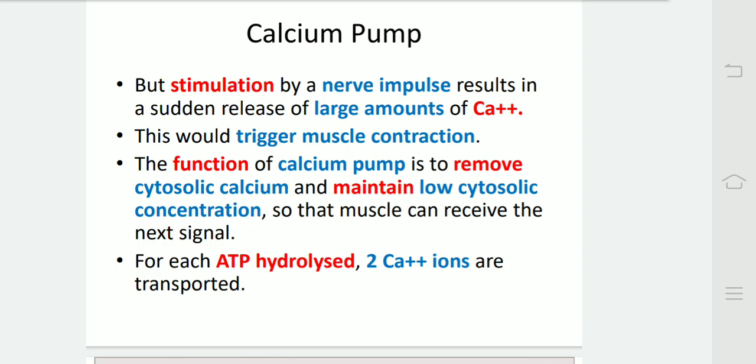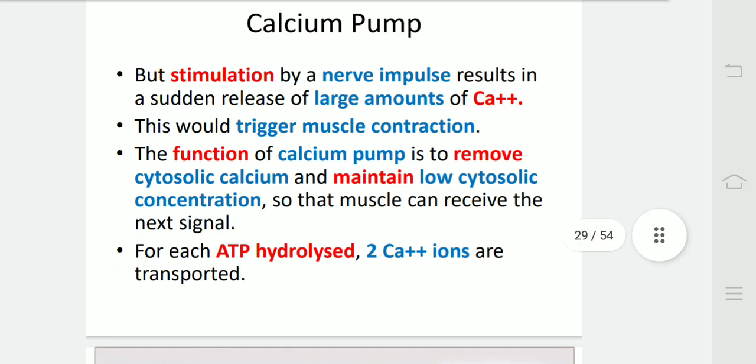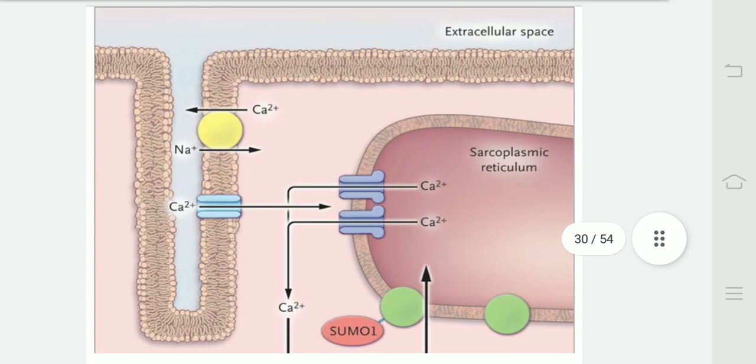The function of calcium pump is to remove cytosolic calcium and maintain low cytosolic concentration so that a muscle can receive the next signal. For each ATP hydrolyzed, two calcium ions are transported. In this diagram, we can see that calcium ions pass through the membrane of sarcoplasmic reticulum.